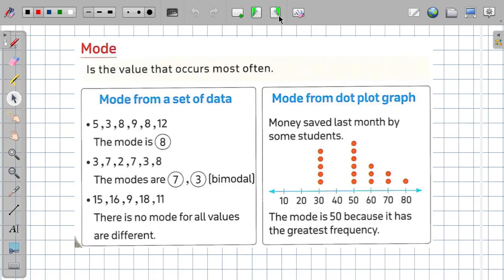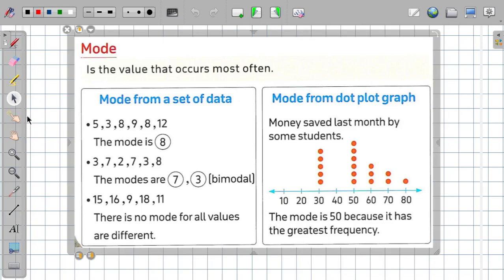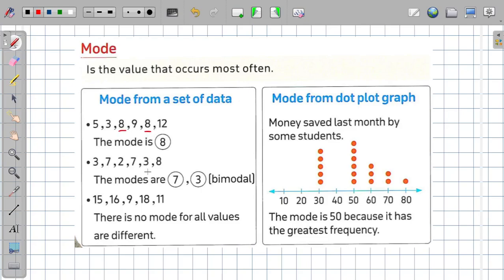Again, first, the mode. What is the meaning of the mode? The mode is the value that occurs most often. If I have an example like this: 5, 3, 8, 9, 8, and 12, I see that 8 is repeated 2 times, so the mode is 8. Here I have 3, 7, 2, 7, 3, 8. I see that 3 is repeated 2 times and 7 is repeated 2 times, so I have 2 modes, 7 and 3. So I can call it a bimodal data set.